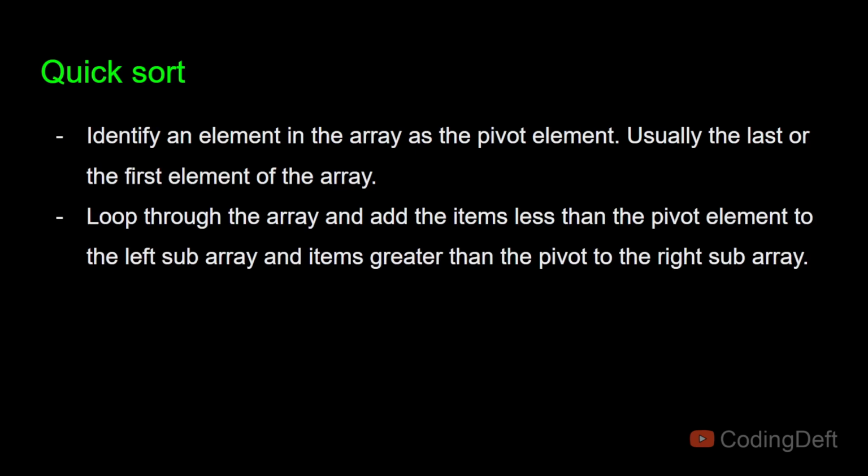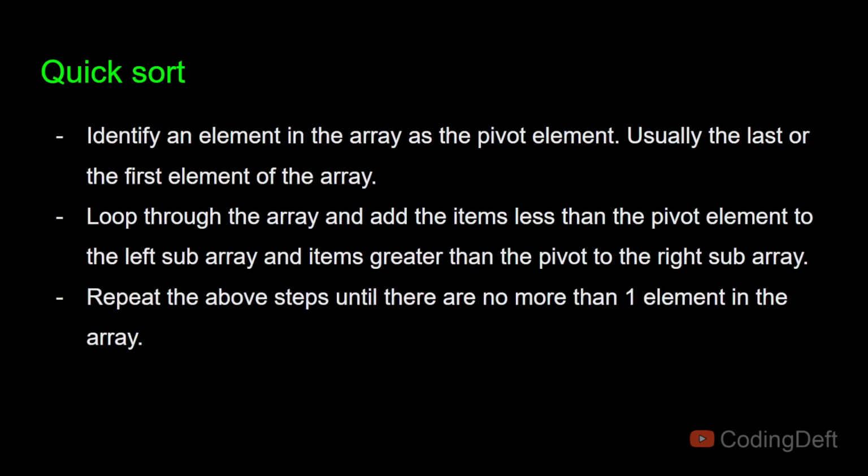After comparing, if the item is less than the pivot element, then we add it to a left subarray. If it is greater than the pivot element, we will add it to the right subarray. So we repeat these steps until there are no more than one elements in the array. So as always, let us see this with an example.